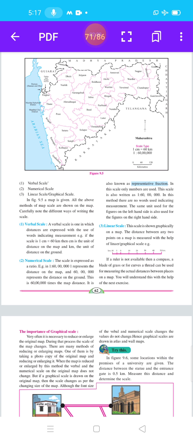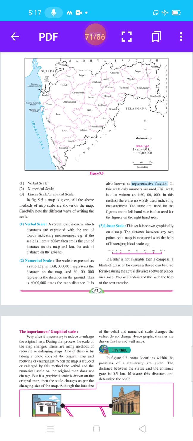Then the second point is the numerical scale. The scale is expressed as a ratio. Example, in 1:60 lakh, 1 represents the distance on the map and 60 lakh represents the distance on the ground. This is 60 lakh times the map's distance. It is also known as the representative fraction.